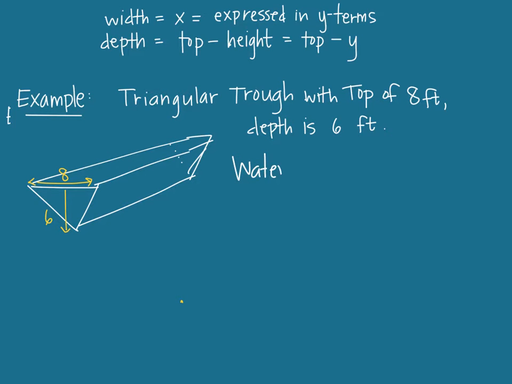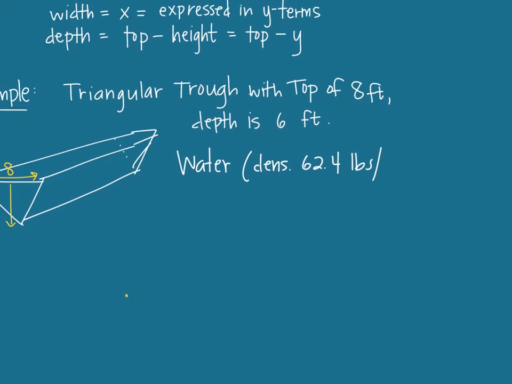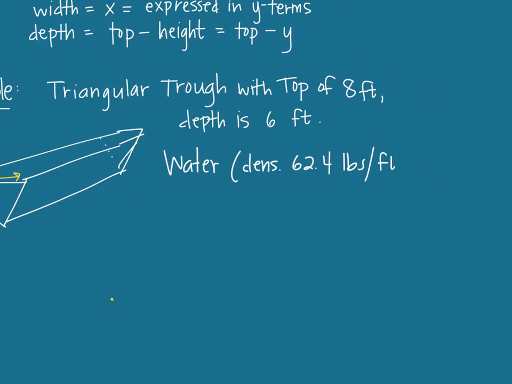All right, water fills the trough. The water has a density of 62.4 pounds per cubic foot. You will always be given the density. You don't have to memorize the density of the different liquids.